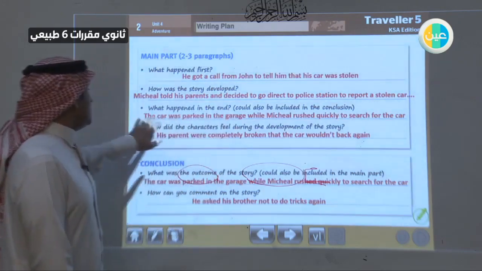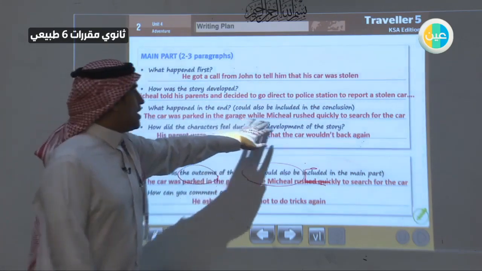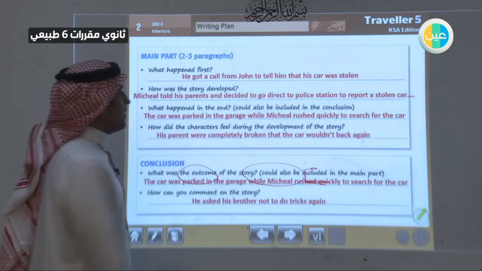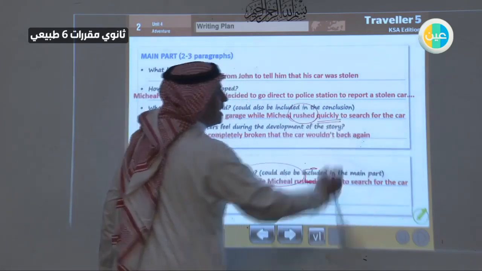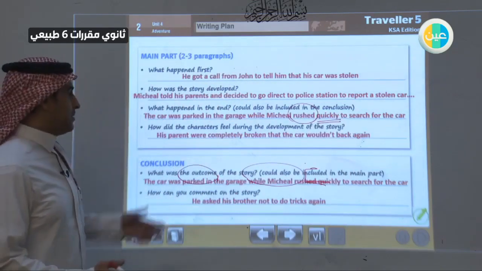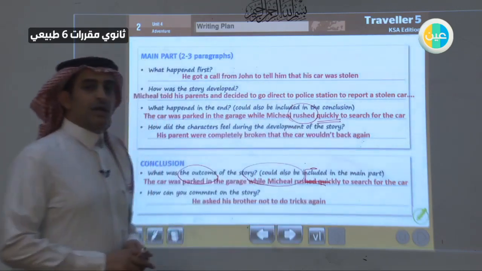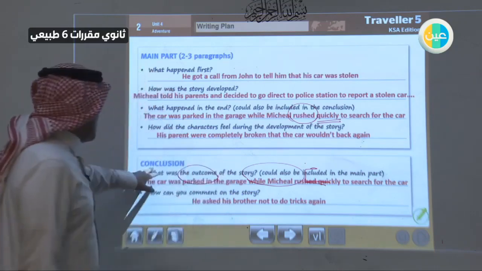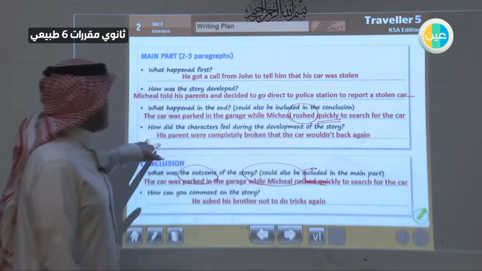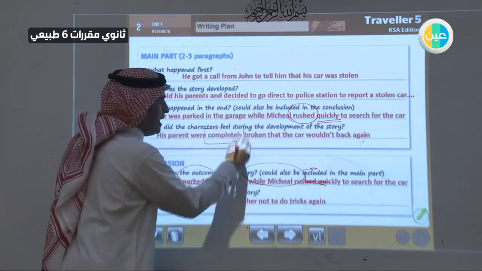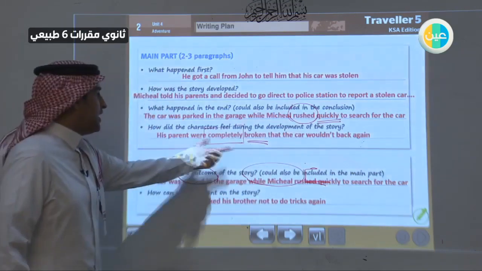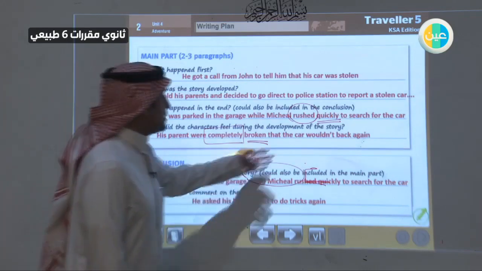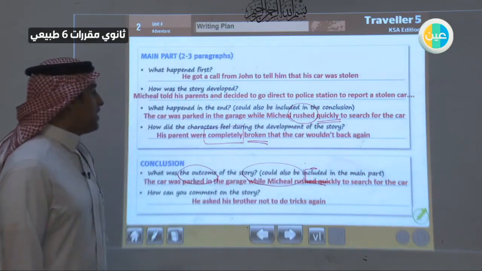What was happening in the end? The car was parked in the garage while Michael rushed quickly to search for the car. Like here, "rushed quickly", adverb. This is an adverb. It's very important to use it to give the condition of the sentence. Here, lastly, the parents were completely broken; "completely" describes the action. They are completely broken because they think the car will not come back again.